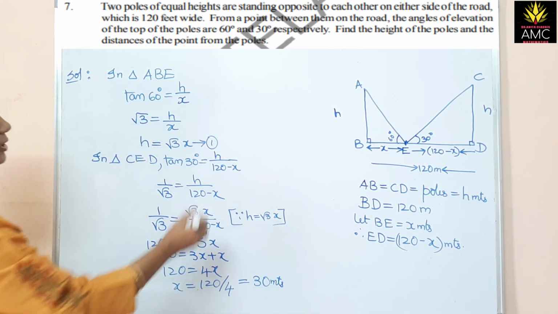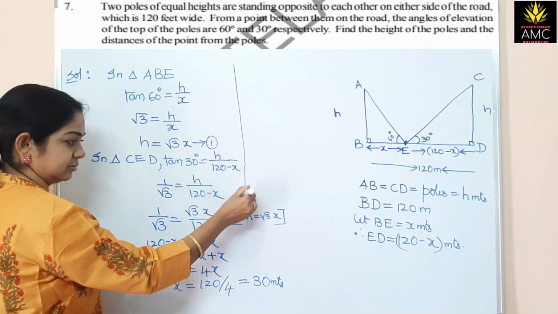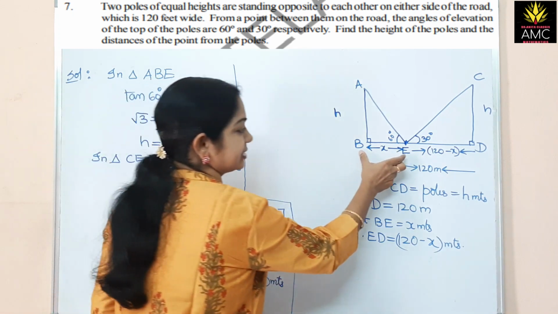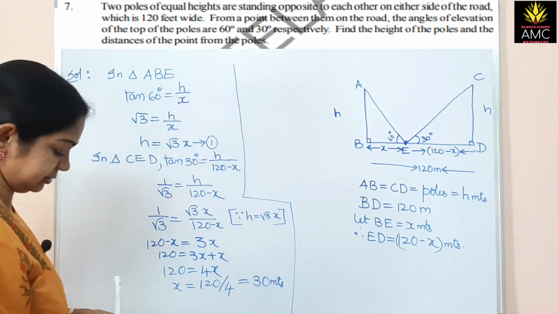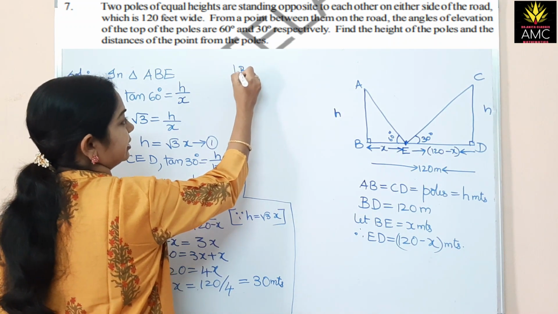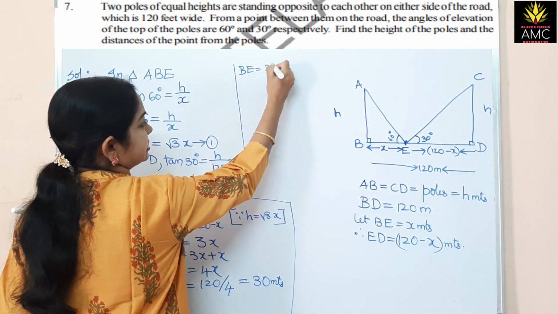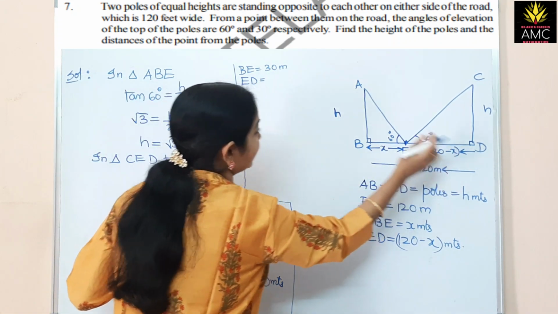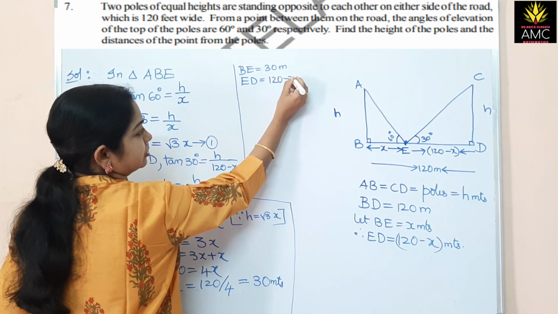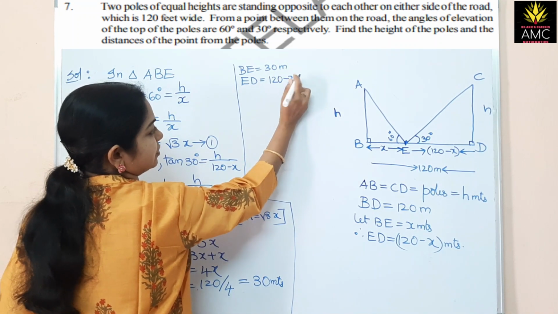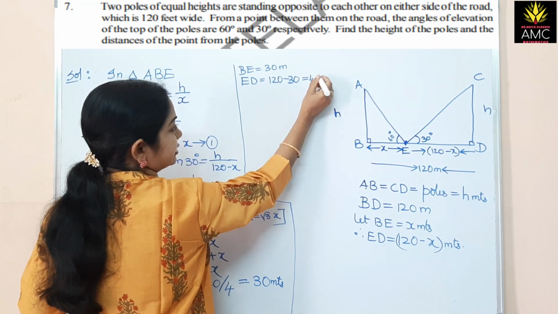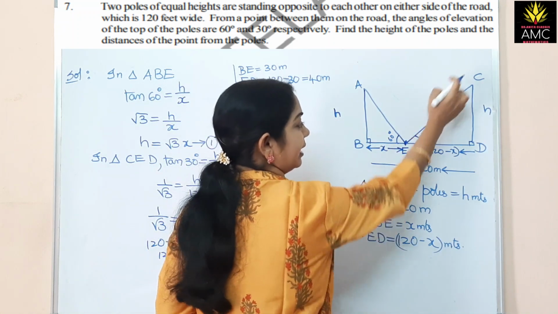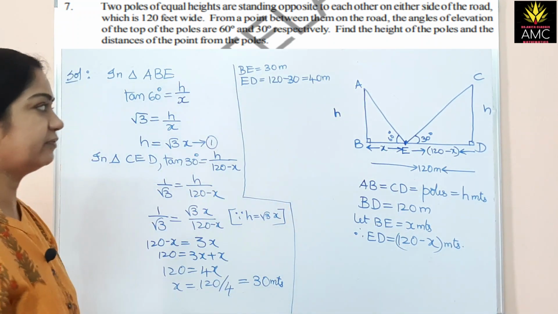Clearly. Now, let me write it to this part. X we have, that means this BE distance is 30. Here we got that BE is equal to 30 meters. Now, what is the distance ED? ED, this distance is 120 minus 30. So, 120 minus X, that is 120 minus 30, that comes to 90 meters. So, at a distance of 30 meters from one pole, the angles of elevation are looked at. So, that is the point of observation.